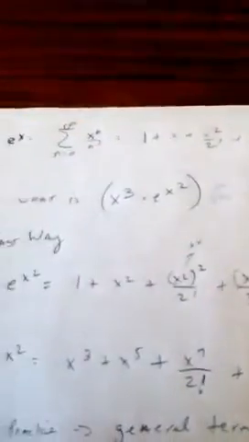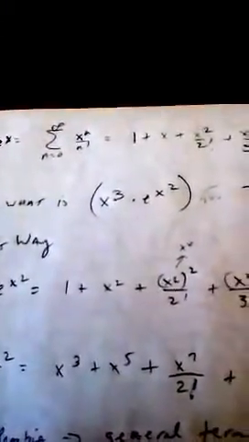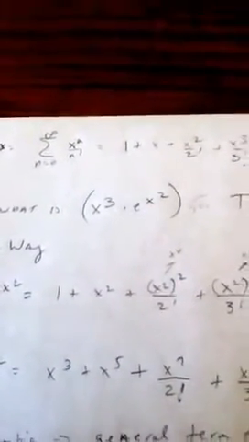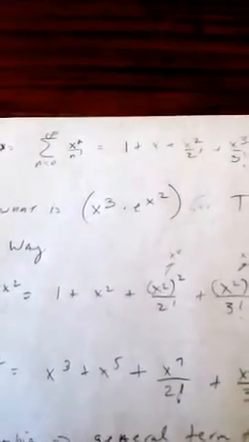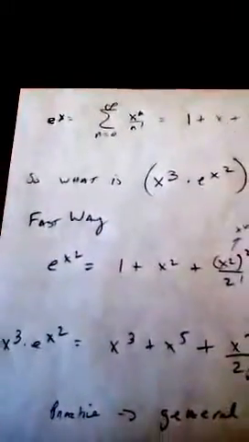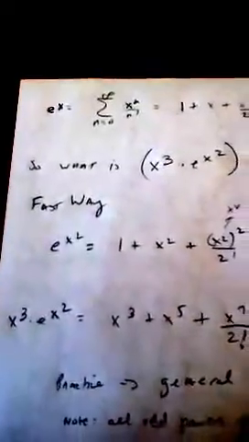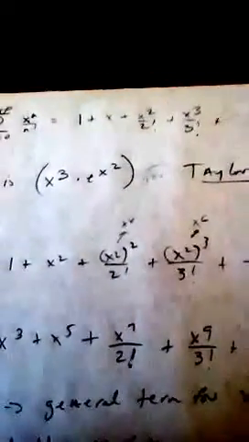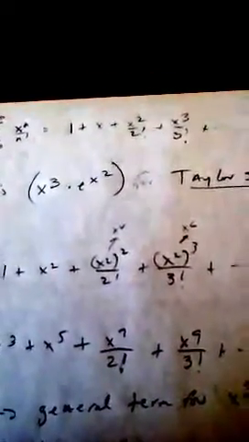Now they ask for the Taylor series or Maclaurin series for x cubed times e to the x squared. Now you could develop this from scratch by taking derivatives, etc., but as you can see it would get pretty messy. The quick way to do this is just to first substitute in x squared for x in the e to the x Maclaurin series, and I'd end up with 1 plus x squared plus x squared squared over 2 factorial plus x squared cubed over 3 factorial, etc.